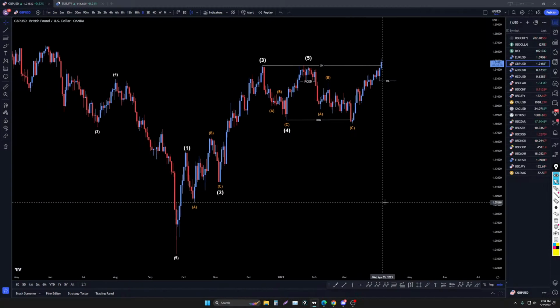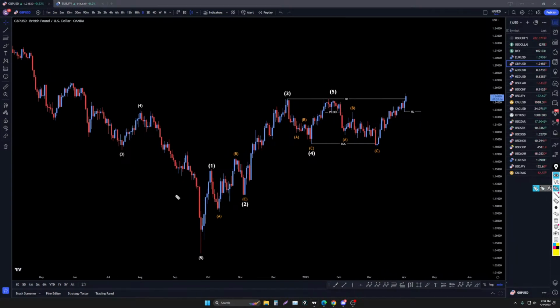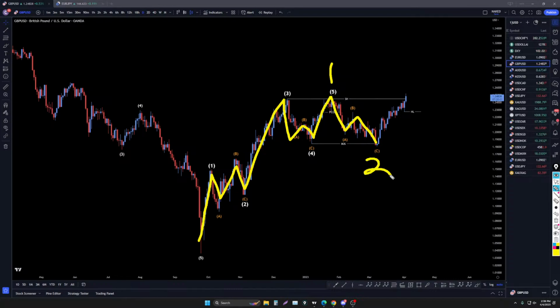Going down to the daily on the pound dollar, pretty much the same pattern. We got a 1, ABC of 2, we got a 3, ABC of 4, and a wave 5. Then we have an ABC correction right here. I think this, just like the euro dollar, I think this is a 1, I think this is a 2, and I think we're in a wave 3.